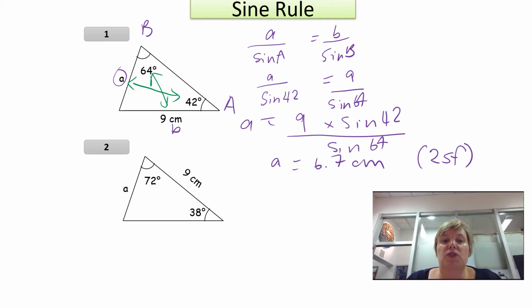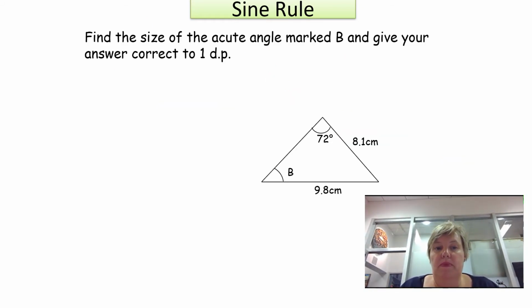Question 2 here I'm going to leave for you to have a little go at, and then you can check the answer in with me. All right, so what happens if we're trying to find the size of a marked angle? What we're going to do here is use the formula exactly the same. It's just we'll be filling different pieces in.